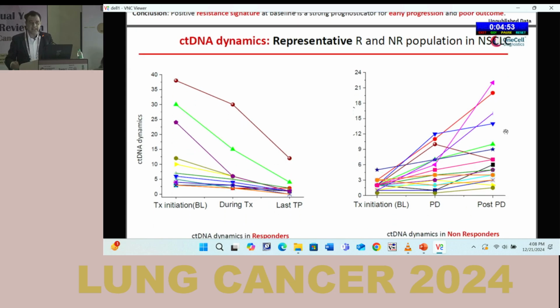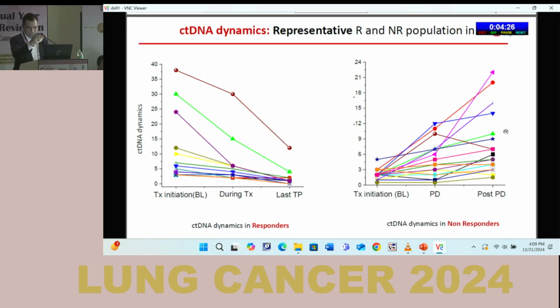And what does it mean? If you look at the ctDNA dynamics in responders and non-responders, at initiation, during treatment, and the last time point, you could see the clear trend. ctDNA dynamics is clearly telling us how these responders are actually responding to the treatment. On the other hand, in non-responders, the ctDNA load is increasing. Now again, this study was done with Kumar sir, who is here, and in fact he presented it last year in presentations.